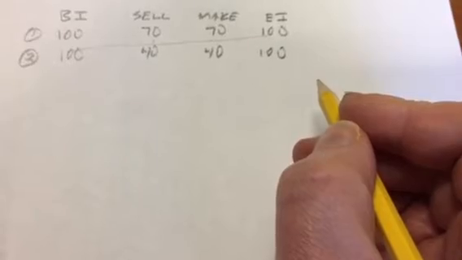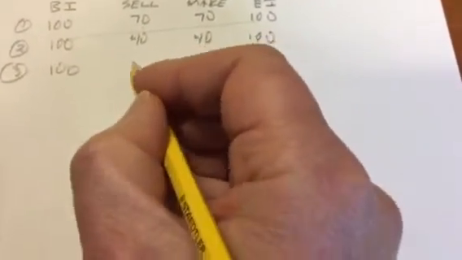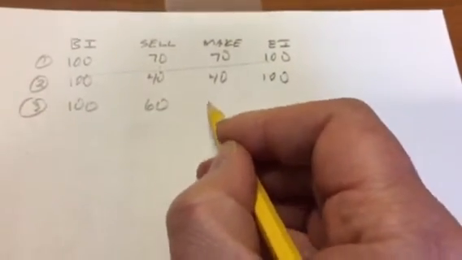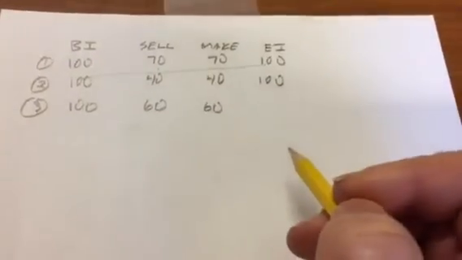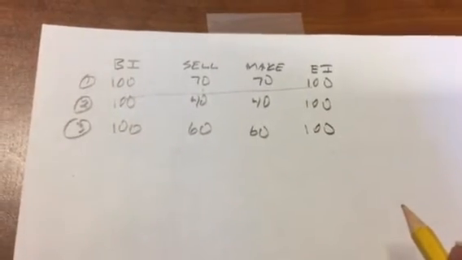Let's say we've got one more week. Again, we're going to plan on selling 60, and we're also going to plan on making 60. So the forecast is 60, planned production of 60, so we're going to plan to have an ending inventory of 100. This isn't so tough, is it?